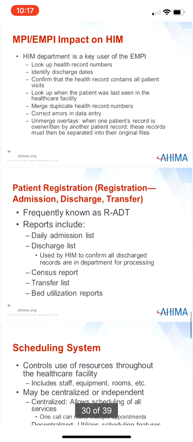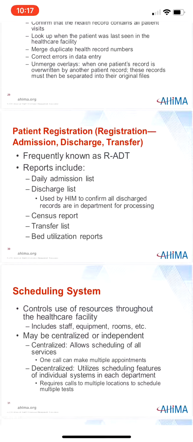All right, our next system is the patient registration system, and it's usually called registration, admission, discharge, transfer, so we will call it RADT. Patient registration systems are frequently known as RADT. The RADT is defined as a type of administrative information system that stores demographic information and performs functionality related to registration, admission, discharge, and transfer of patients within the organization. The information collected in the RADT is transferred to other information systems.